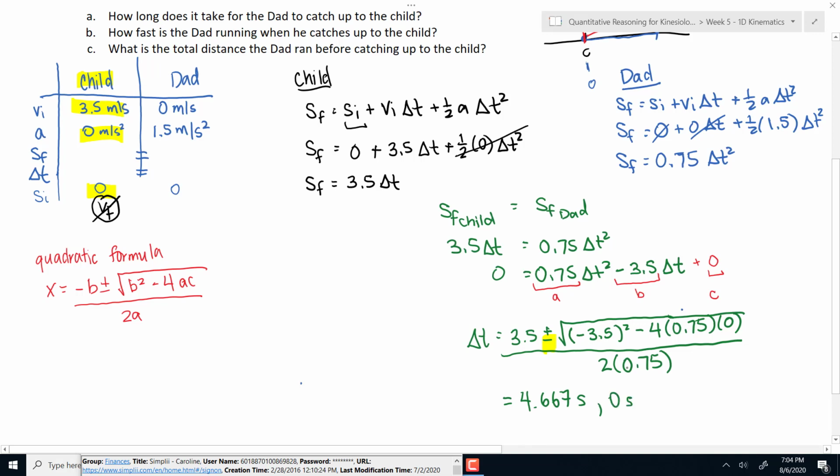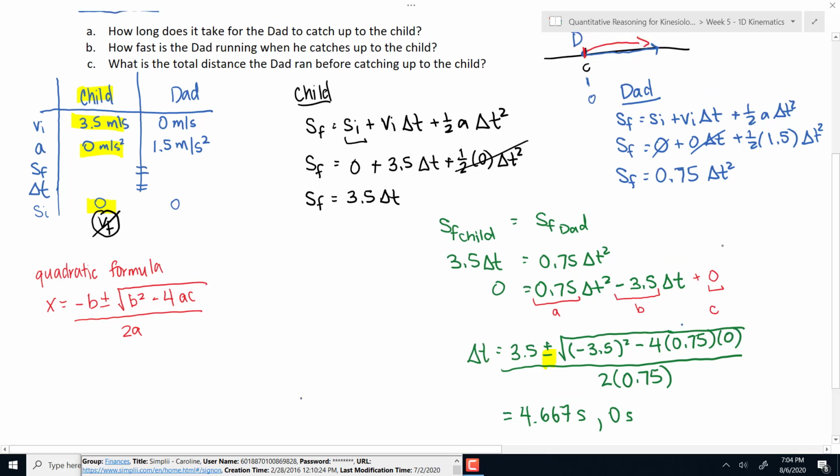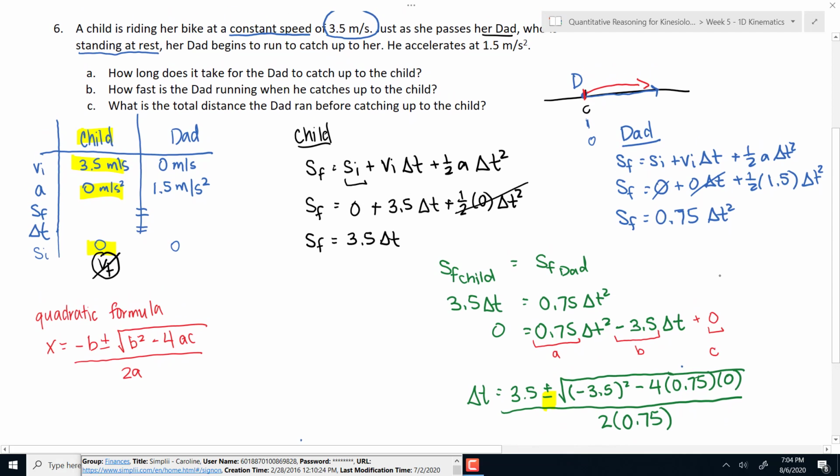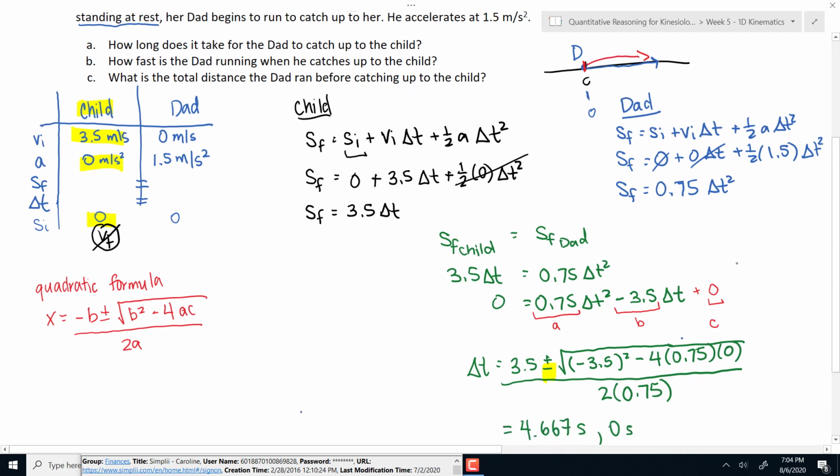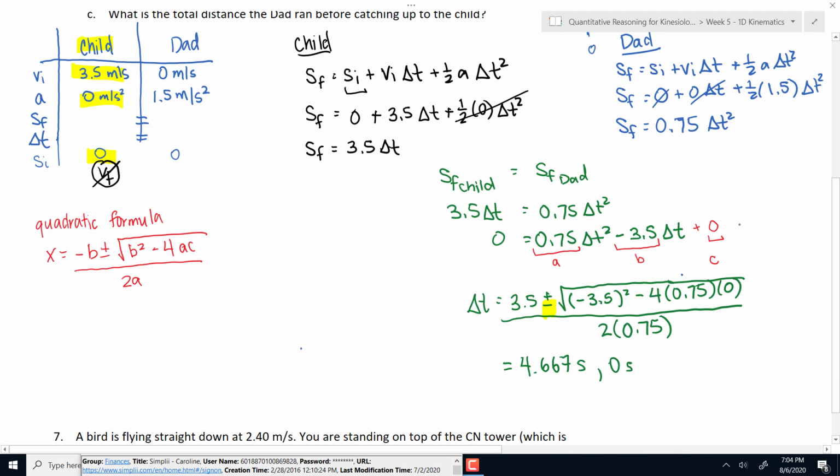Okay, so what does 0 seconds mean? What we're solving for right now is when the child's position is the same as the dad's position. Well, we found out their position is the same after 4.667 seconds and after 0 seconds. Well, 0 seconds makes sense because initially they're at the same position, because the child just passed the dad, so they're at the same position at the very beginning. Okay, just as she passes her dad. So initially at 0 seconds, they're at the same position, and after 4.667 seconds, they're at the same position.